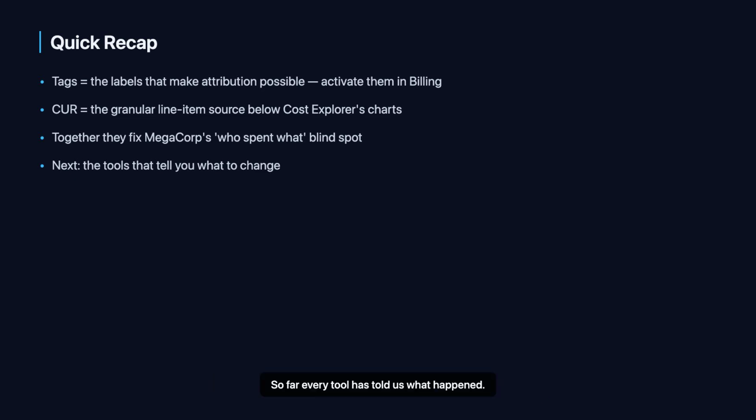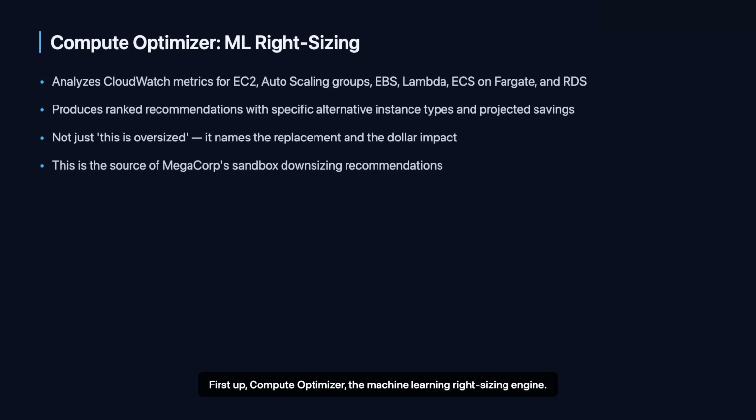So far, every tool has told us what happened. Now, let's meet the tools that tell us what to change. First up, Compute Optimizer, the machine learning right-sizing engine. It reads CloudWatch metrics for a range of resources: EC2 instances, auto-scaling groups, EBS volumes, Lambda functions, ECS on Fargate, and RDS databases. From that, it produces ranked recommendations, each one naming a specific alternative instance type and its projected savings. That's the key difference from a simple flag.